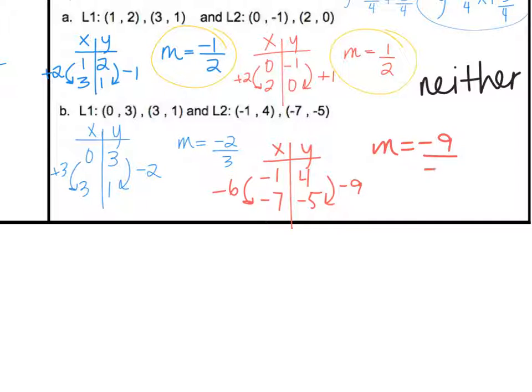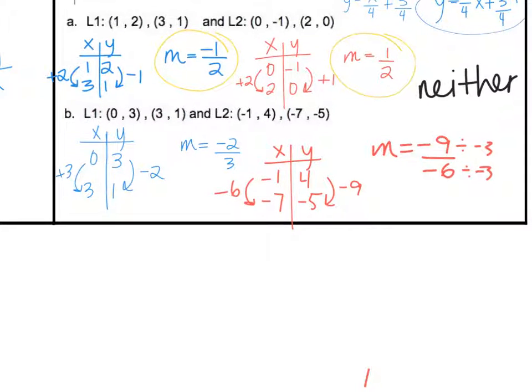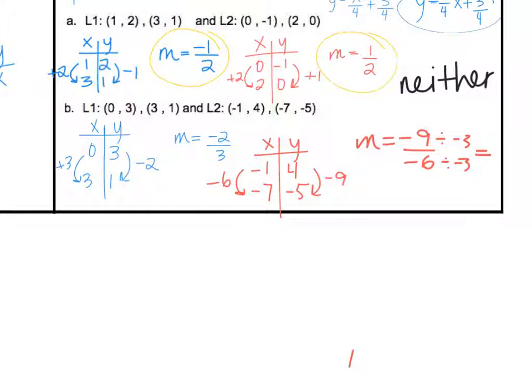When you're doing your homework today, you have to simplify if possible. So what can -9 and -6 both be divided by, guys? 3. And let's go ahead and use -3 since we have two negatives and we want it to be positive. So we're going to divide by -3. And we should get +3/2. So your two slopes are 3/2 and -2/3. They are perpendicular, they're opposite reciprocals.